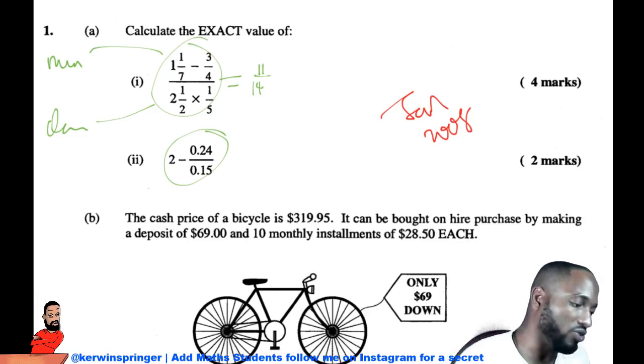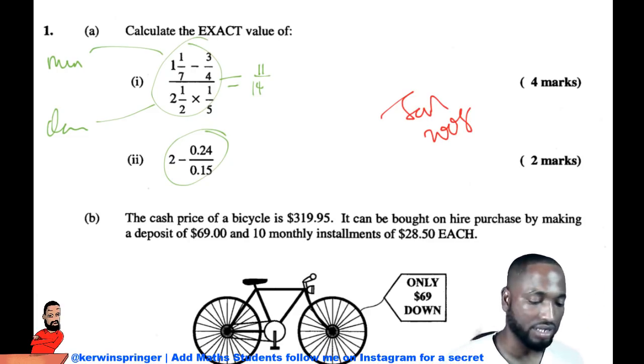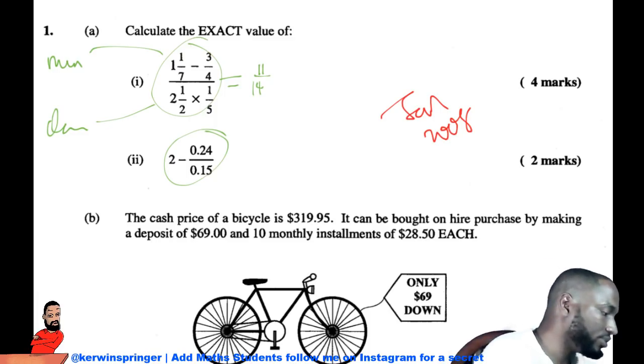Next question. 2/5 on the next one? Really? That's nice. 2 minus, that's convenient, 0.24 over 0.15, 2/5, correct.